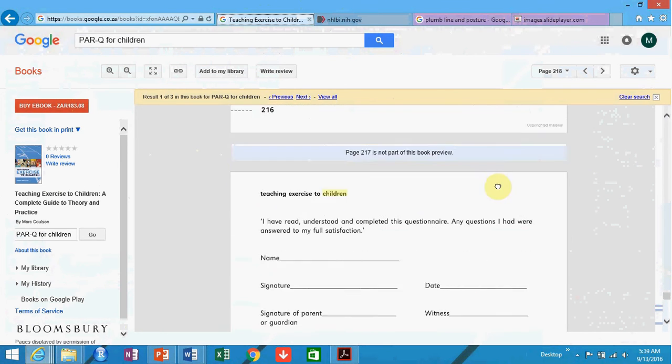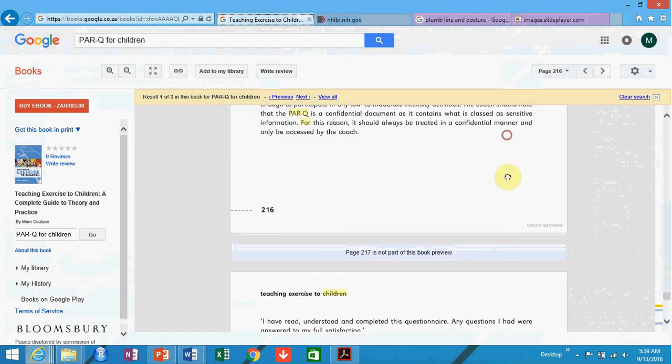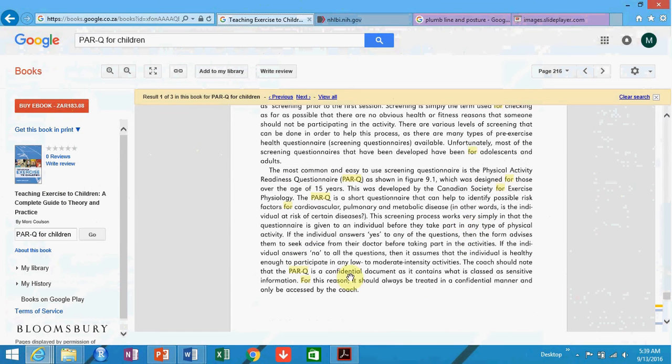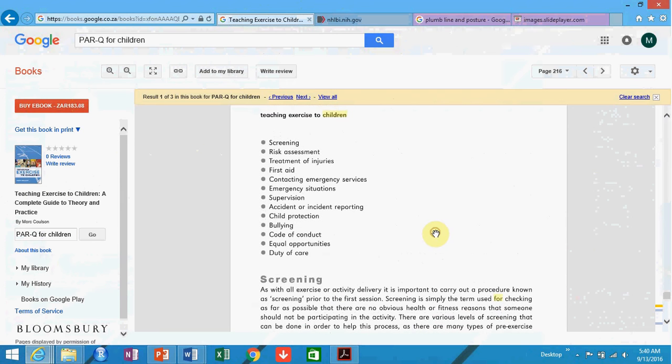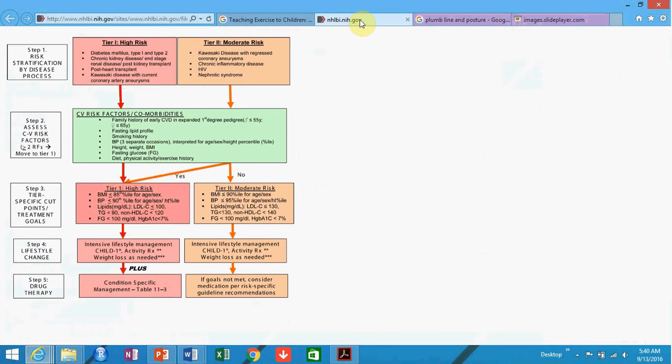Unfortunately, the actual questionnaire is not visible, but for those of you who want to see a PAR-Q in more depth, or if you are going to be doing a pre-screening, there is your example. Here is a book that you can go and look at.